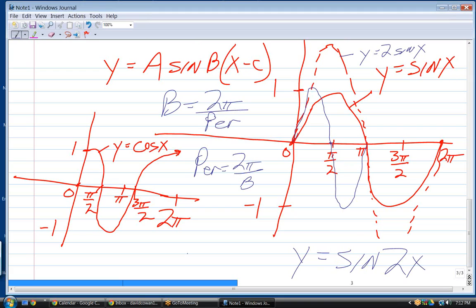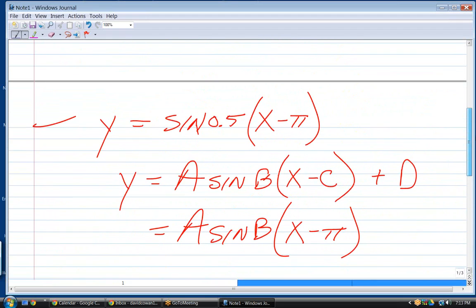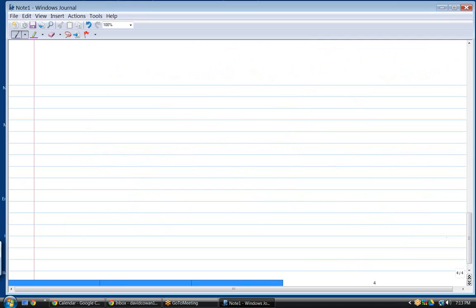Whenever b is greater than 1, it has the effect of scrunching up our curve horizontally. When b is between 0 and 1, like the problem you gave me, it has the effect of stretching the curve. So the problem you gave me has a b of 1/2, 0.5. So let's, on a separate page, graph just that.